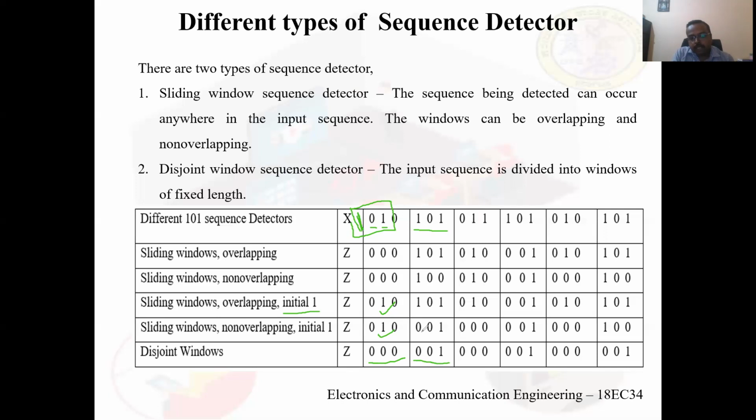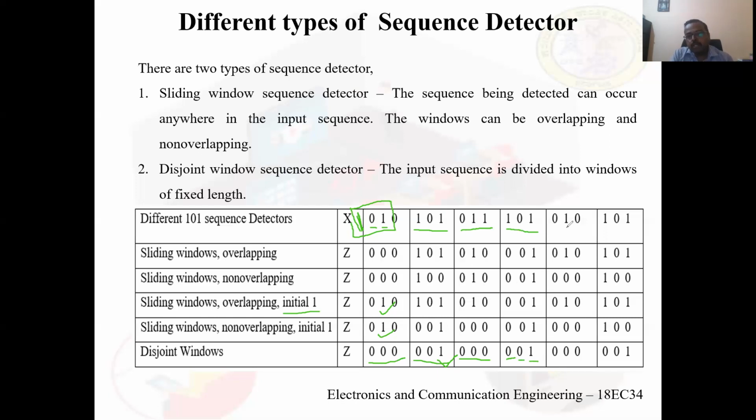When the input is 1, the output is 0; when it is 0, 0; and when it is 1, the output is 1. It will look for only these 3 sequence bits. If that input sequence is received, the output will be 1. Similarly here, we have 0 1 1. This is not the required sequence, so the output will be 0. Next, we have 1 0 1. This is a required sequence, so we have 0 0. Once all the 3 inputs 1 0 1 are received, the output Z is equal to 1.